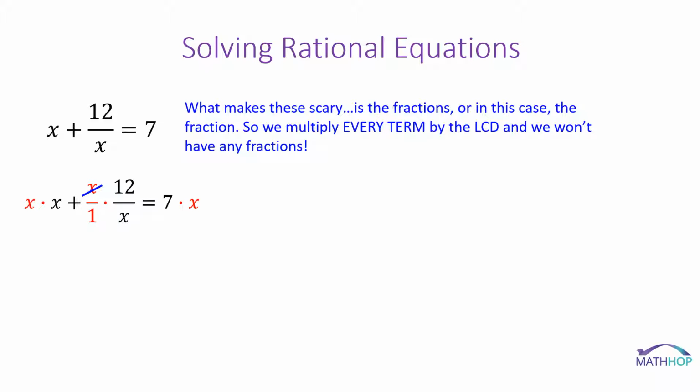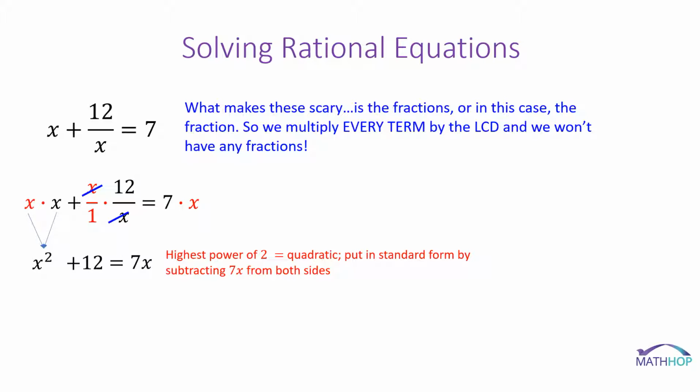Let's divide out our x's. x divides into x one time. Now let's multiply. x times x is x squared. Here we're just left with 12 times 1 over 1, so that's just 12. So x squared plus 12 equals 7x. We should notice very quickly that we have an x squared term. As soon as you have an x squared, and it's the highest power, you have a quadratic. So we have to solve this like we would solve quadratics. We're going to put it in standard form. Once you have a highest power of 2, think quadratic strategies.